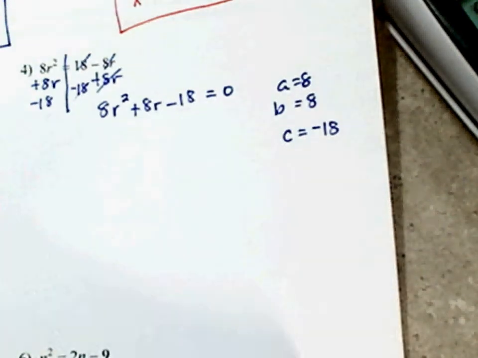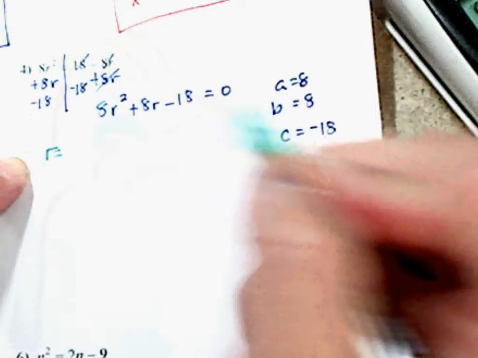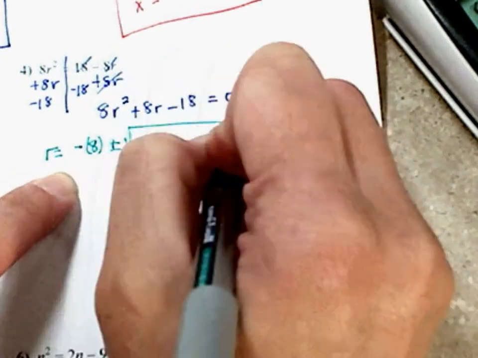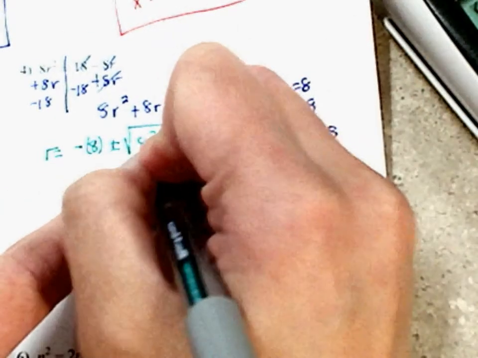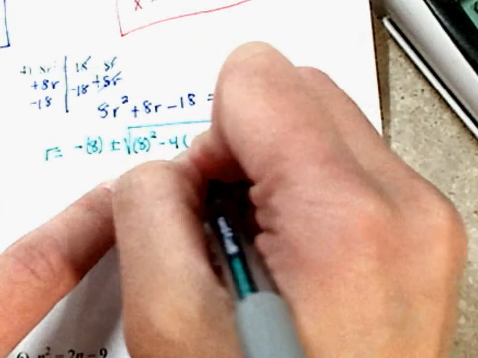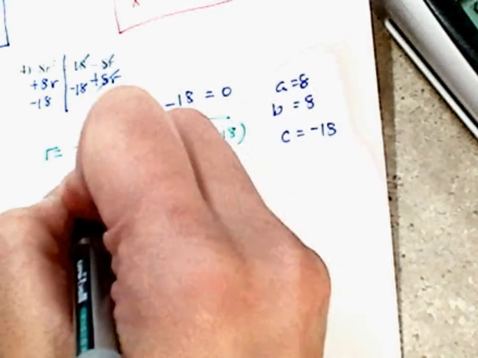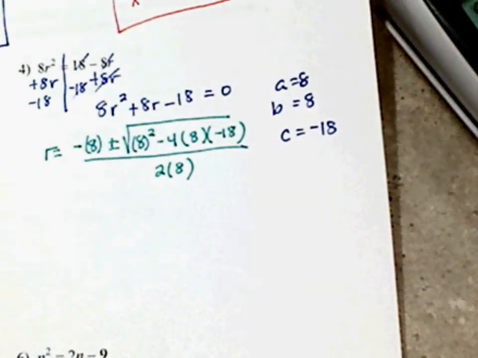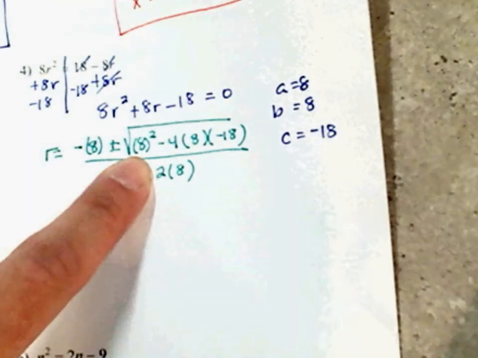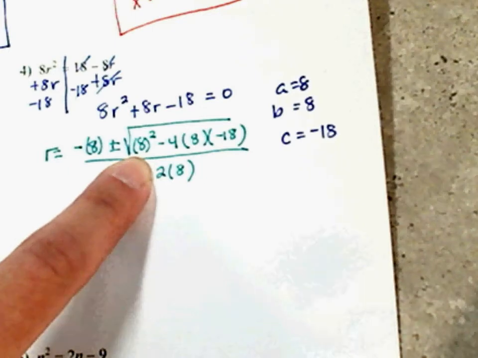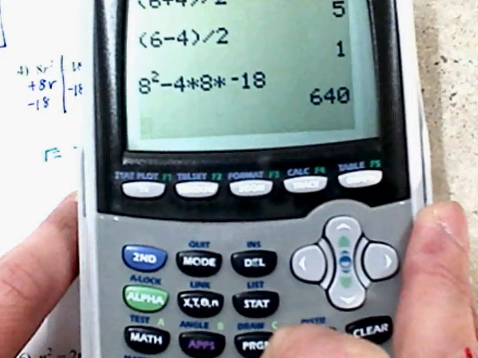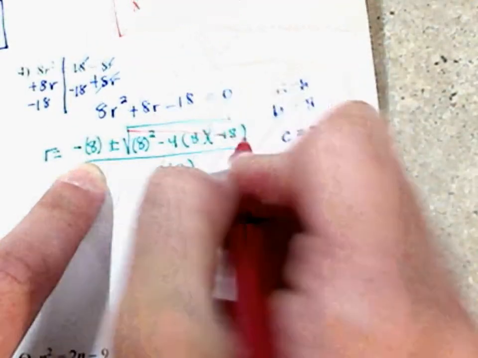R equal negative b, which is 8, plus or minus square root of 8 squared minus 4 times your a times your c, all over 2 times a. All right, type that into your calculator. I'm not going to show you guys the step. I think you can do it on your own as far as the calculator. And I got 640. Okay. Mark that off. I don't want to write all those numbers. I got square root of 640.